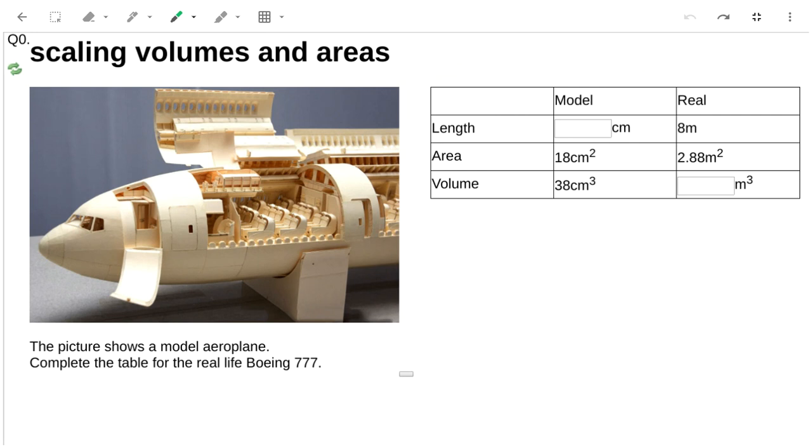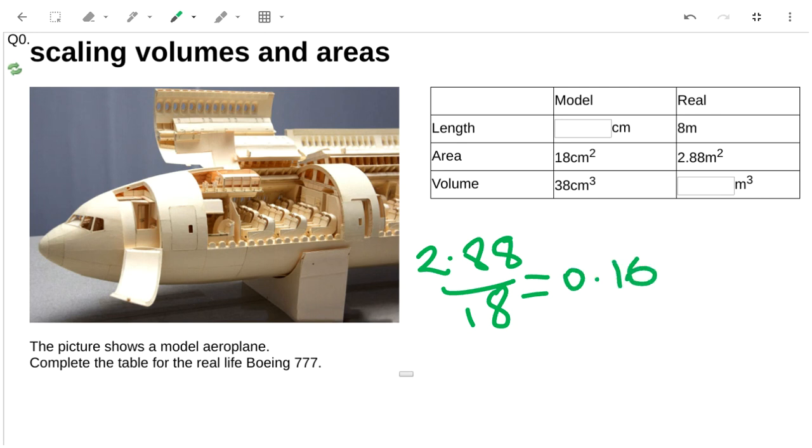And if I do a bit of investigation, I'm looking for a kind of a nice number, really. And as it happens, 2.88 divided by 18 gives me 0.16, which isn't bad. So that's telling me that I times by 0.16.